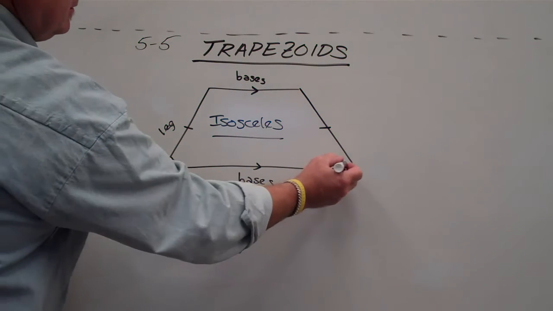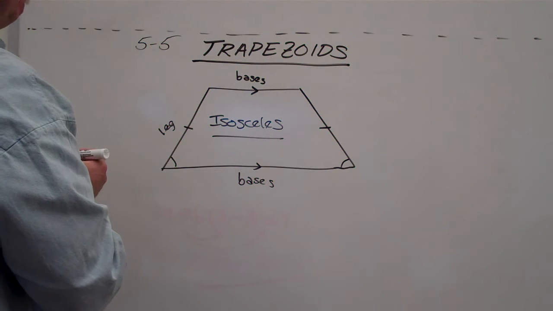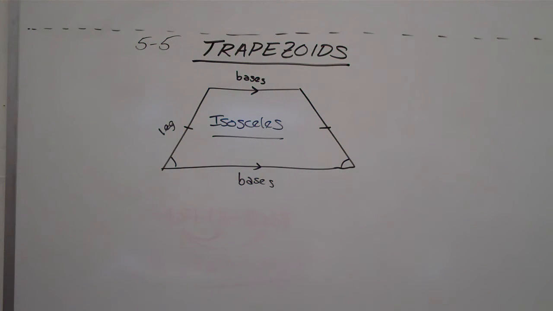It's called a base angle. This is called a base angle. And that's about the entire definitions that you really need to know with the trapezoids.